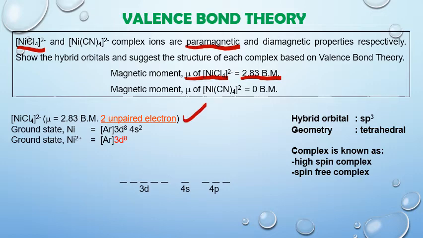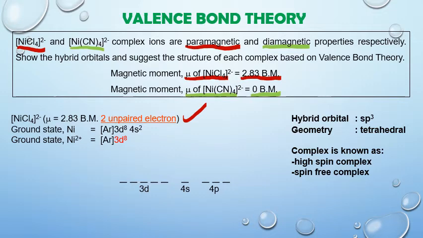Alright, so we go to the next complex ion, which is nickel tetracyano. It is diamagnetic. Diamagnetic means the nickel central metal has no unpaired electron. So we look at the magnetic moment. The value is 0 here. So this proves that this is a diamagnetic complex.